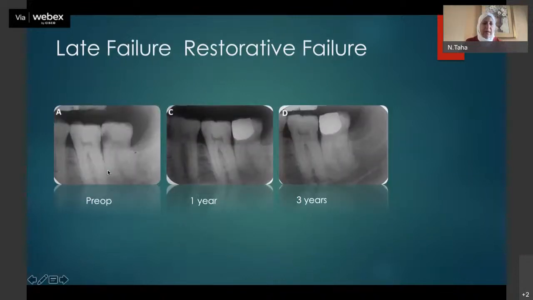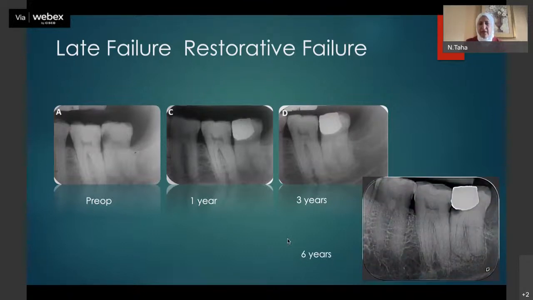So this is the radiographic series of the wisdom tooth that I've just talked about, preoperative, 1 year, 3 years, and this is the 6 years. Unfortunately, because of difficulty in cleaning and the patient is not a regular flosser.